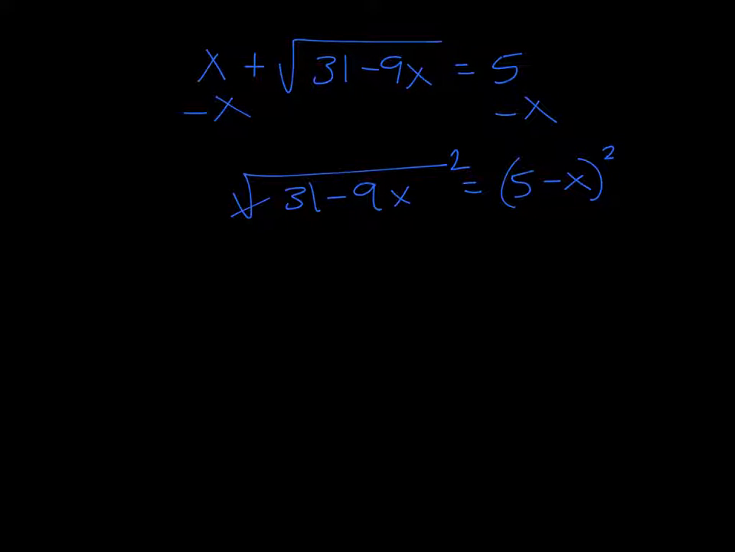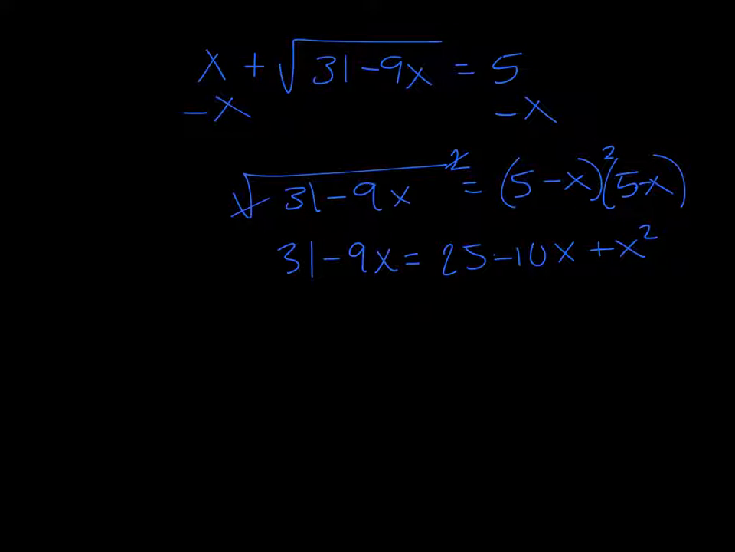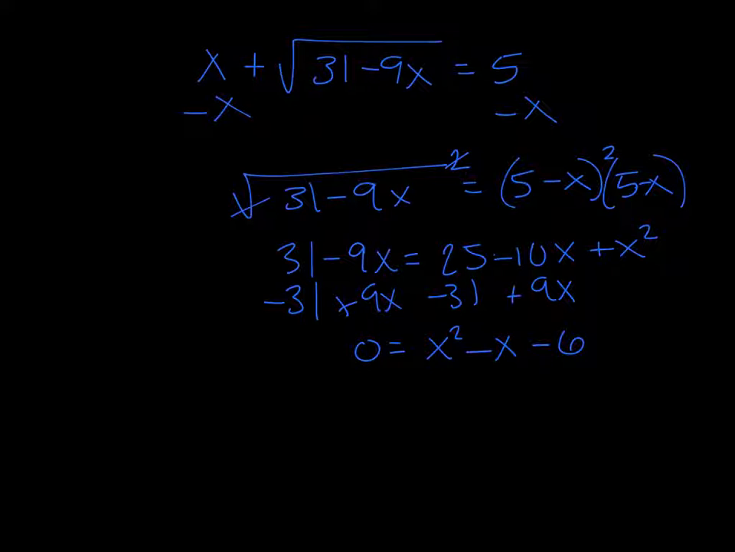So then the square root and squared cancel, you get 31 minus 9x equals, now 5 minus x squared means 5 minus x times 5 minus x. So you have to box that out. Okay, so you get 25 minus 10x plus x squared. And then your job is to get it equal to 0. So now we get 0 equals, I'm going to put it in order, x squared minus x minus 6.